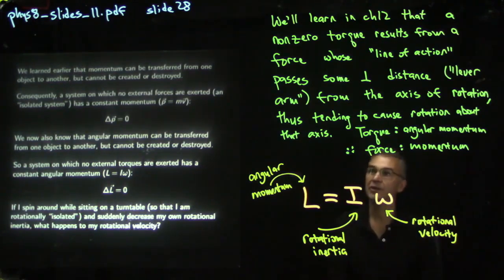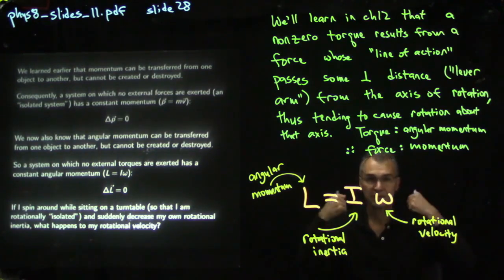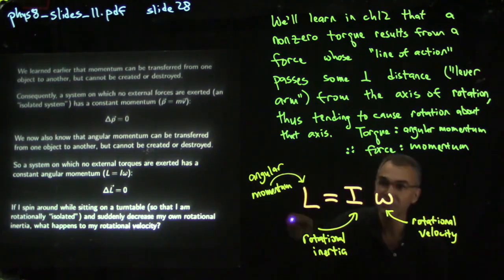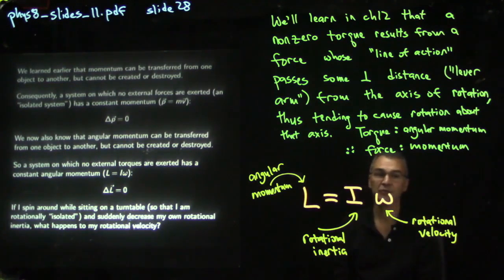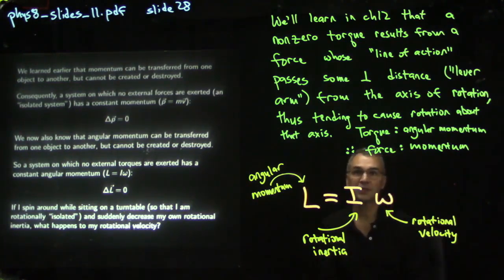Momentum is mass times velocity. It's a measure of how much mass is moving how fast. Angular momentum is rotational inertia times rotational velocity, so it is a measure of how much rotational inertia is rotating how fast. Probably the quickest way to give you some intuition for what this completely new idea, angular momentum, is about is to show you an example that I think will look quite familiar if you've ever watched figure skating competitions.